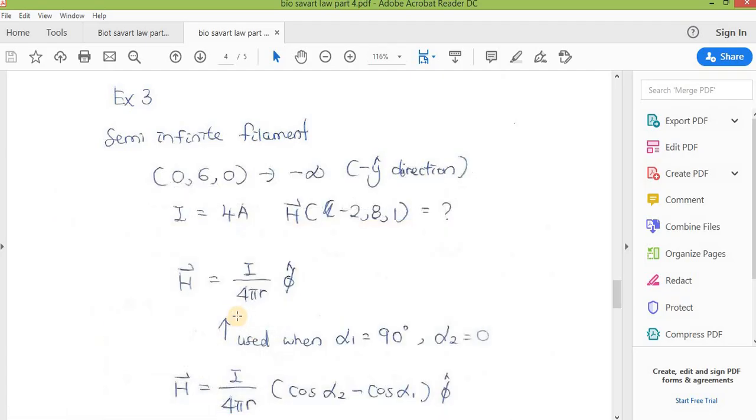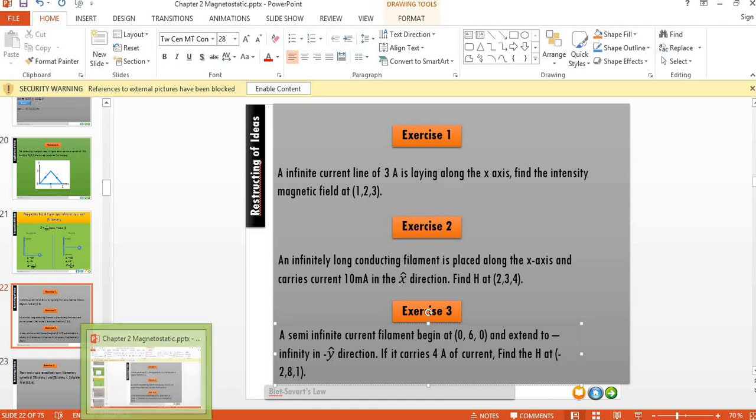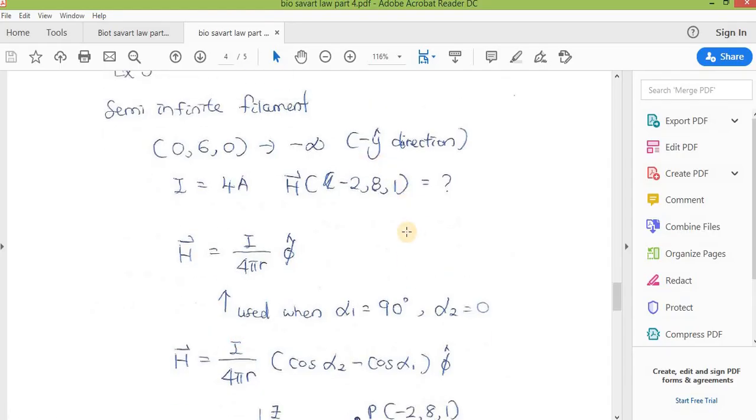Let's look at this example 3. I jot down all the information. Sorry, this one should be 8, so the point is negative 2, 8, and 1. According to the formula for a semi-infinite line, we should use this equation.